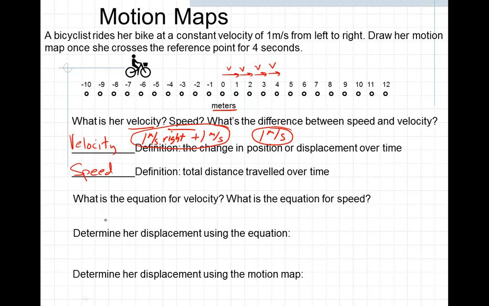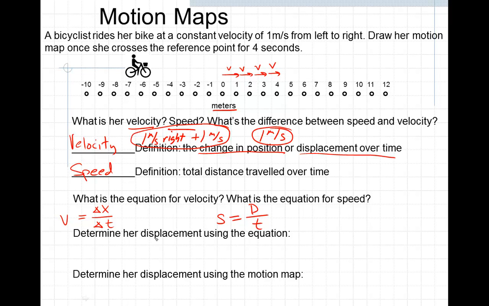So let's look at now the equation for velocity. All right, so our velocity equation, because it's the change in position or displacement over time, remember our symbol for displacement is delta x. If we go over a change in time, we would call this the velocity. That's the equation for the velocity. The equation for speed is a total distance d, you can use uppercase or lowercase, over time. Okay, so those are two different equations. Notice they're very similar, but again, we'll talk about what the difference is in class.